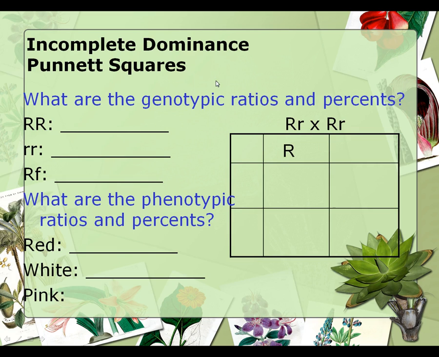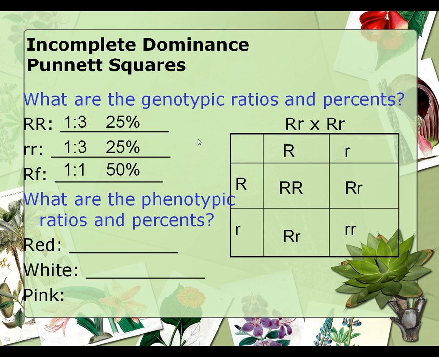Now let's list the genotypes and phenotypes. So let's do a different cross. We've got one parent here that we're going to put at the top. We're going to put another heterozygous individual here. So we've got pink plants, right? They're heterozygous, so we've got pink plants. Let's do the cross. And we have red plants. So our ratio is 1 to 3. White plants, the ratio is 1 to 3. And pink plants, the ratio is 1 to 1 or 50%.